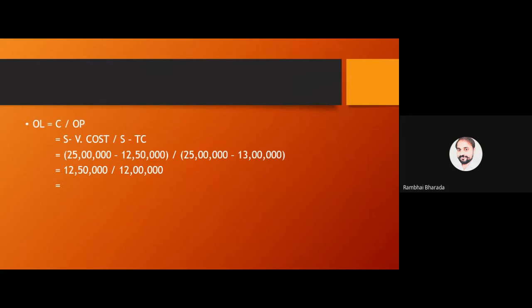Final answer will be 12 lakh 50,000 upon 12 lakh. What will the answer be? 12 lakh 50,000, right? 12 lakh 50,000 upon 12 lakh. Please give me the answer. Final answer. Everyone, do the calculation quickly.